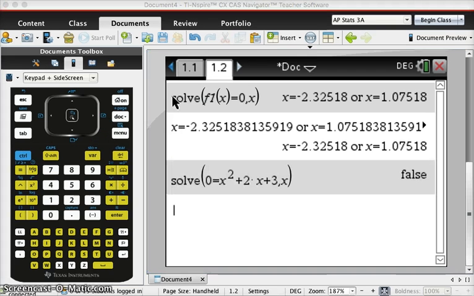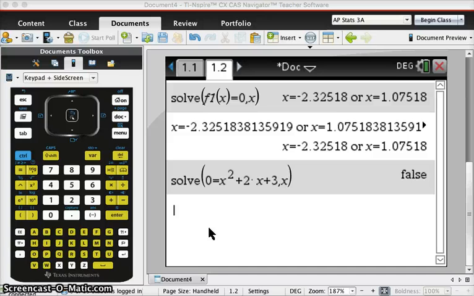Let me try something really quick. Yeah, I just made up a parabola here that's not going to cross the axis. If I tried to solve that, this could have been an F1 or it could have been just typed in as an equation like this. If I type in a thing like that and it turns out not to have any real roots, it's going to say false, despite whatever mode I might be in.